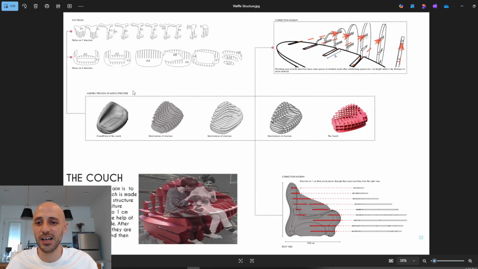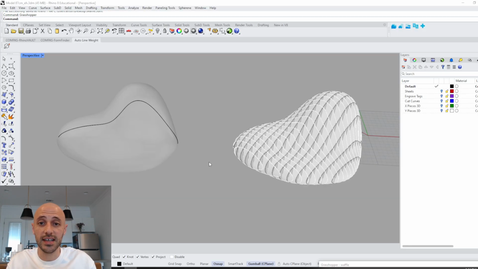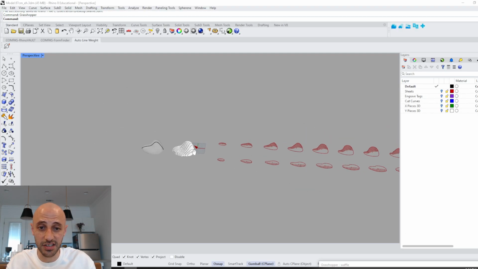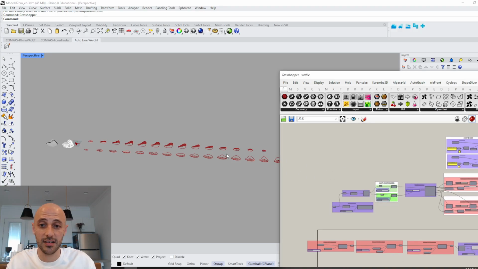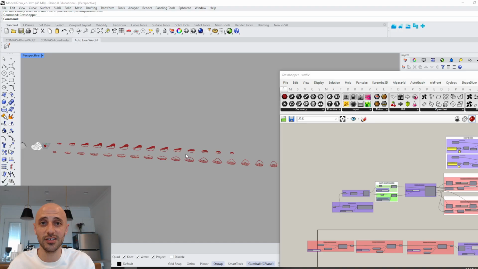So we had to design a couch as a collaborative effort, and that couch should be divided into smaller pieces by using a waffle structure. By the way, this page is coming from my portfolio, so we used Grasshopper to come up with this final couch. And if you want to get the Grasshopper script that we created for this couch, you can join my community free with the link in the description and you'll get this script for free.